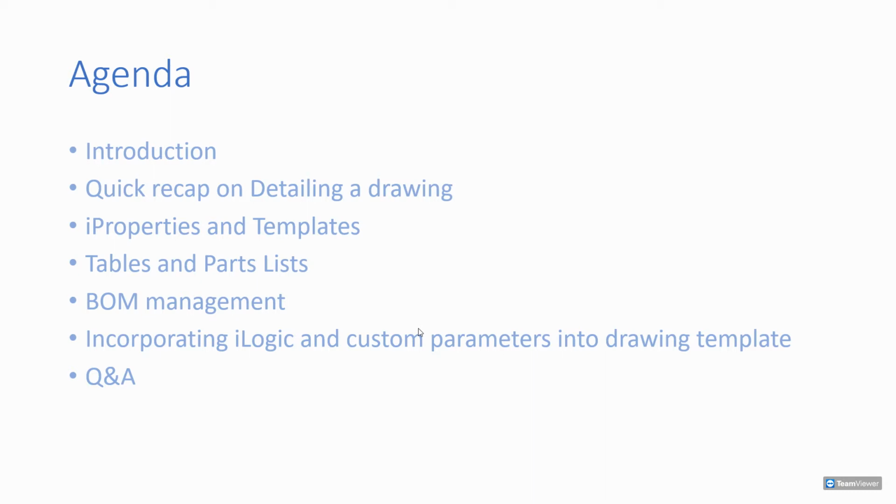Okay, so our agenda for today, basically we're going to start off with an introduction. We're going to do a quick recap on detailing a drawing. Then we're going to move on to iProperties and templates, just to show you how to get the best out of your text and your attributes in your drawing templates. We're going to discuss a little bit about tables and parts lists. Then we're going to look at form management, and then we might dabble into incorporating iLogic and custom parameters into your drawing templates.